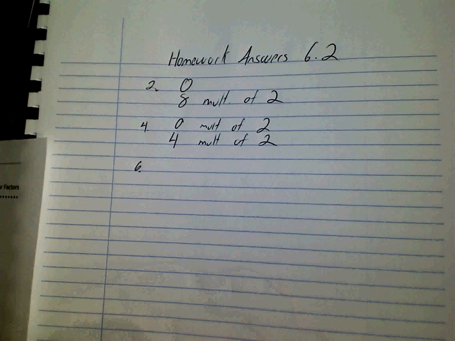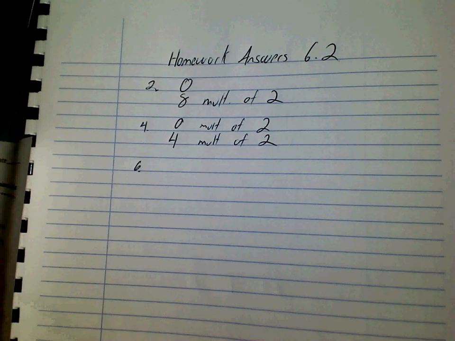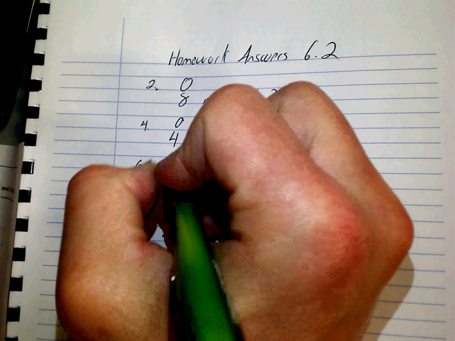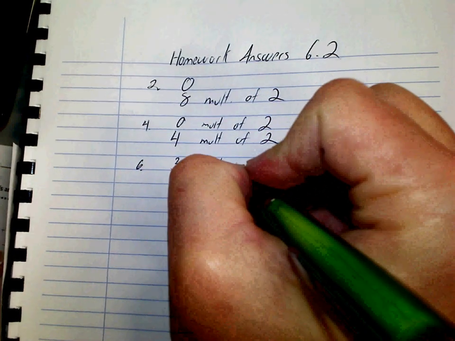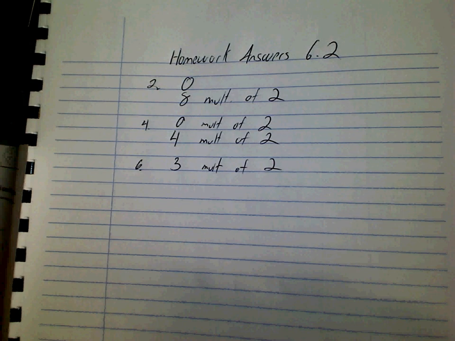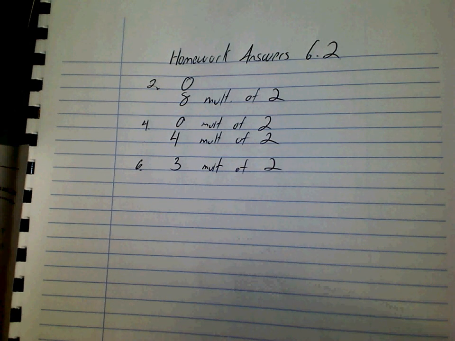And then number 6 you had to do on your own, and it looks like you have a 0 of 3 with a multiplicity of 2. And what's your other 0? Anybody else get the other one? There's one more.